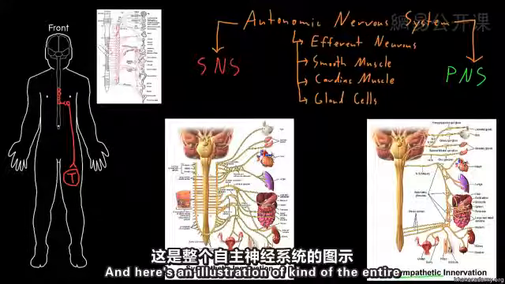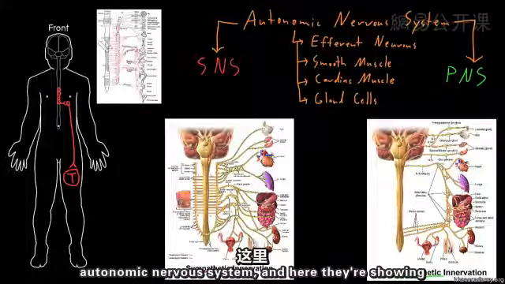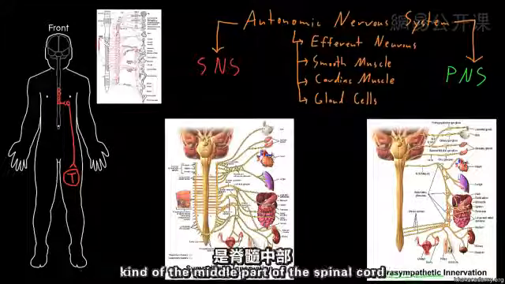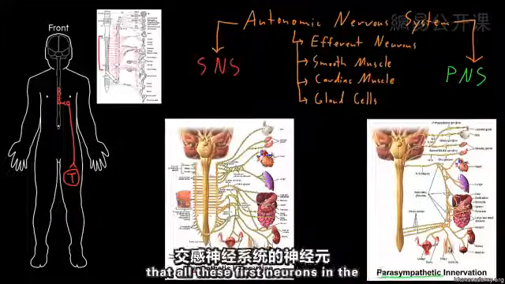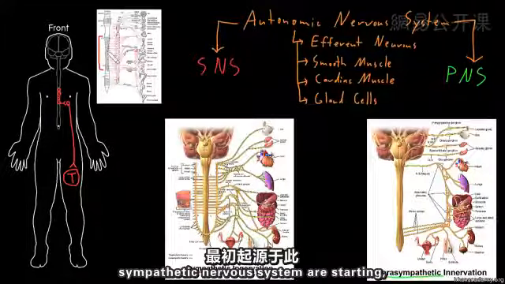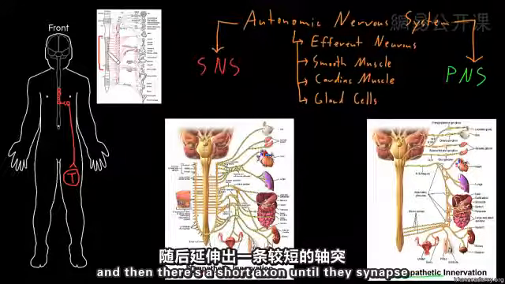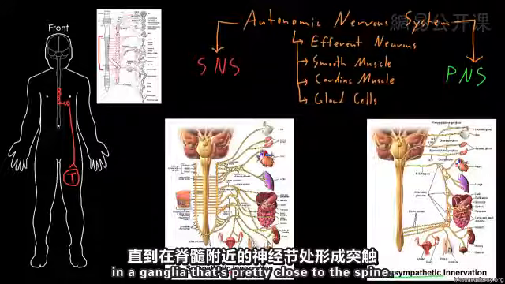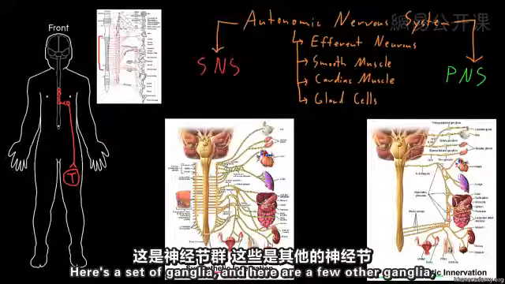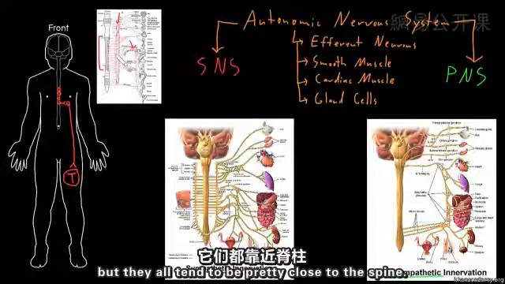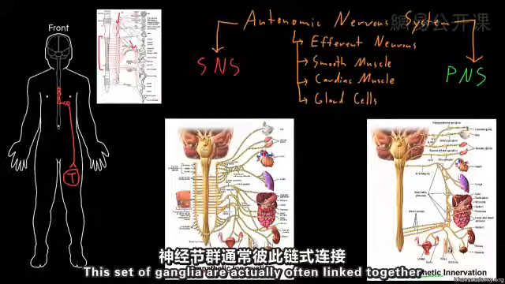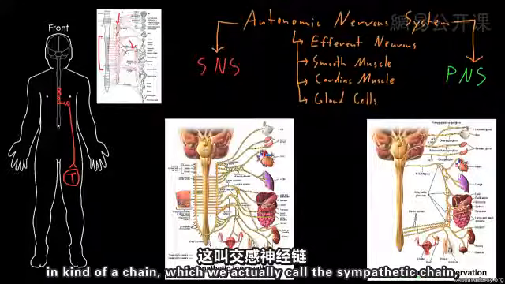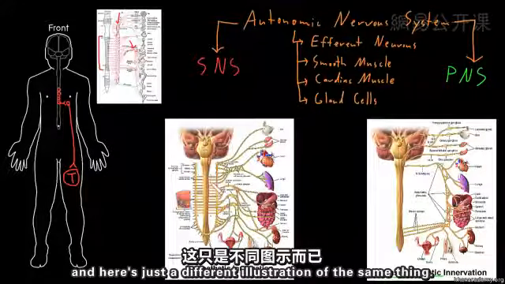And here's an illustration of kind of the entire autonomic nervous system. And here they're showing kind of the middle part of the spinal cord that all these first neurons in the sympathetic nervous system are starting. And then there's a short axon till they synapse in a ganglia that's pretty close to the spine. Here's a set of ganglia, and here are a few other ganglia, but they all tend to be pretty close to the spine. This set of ganglia are actually often linked together in kind of a chain, which we actually call the sympathetic chain.